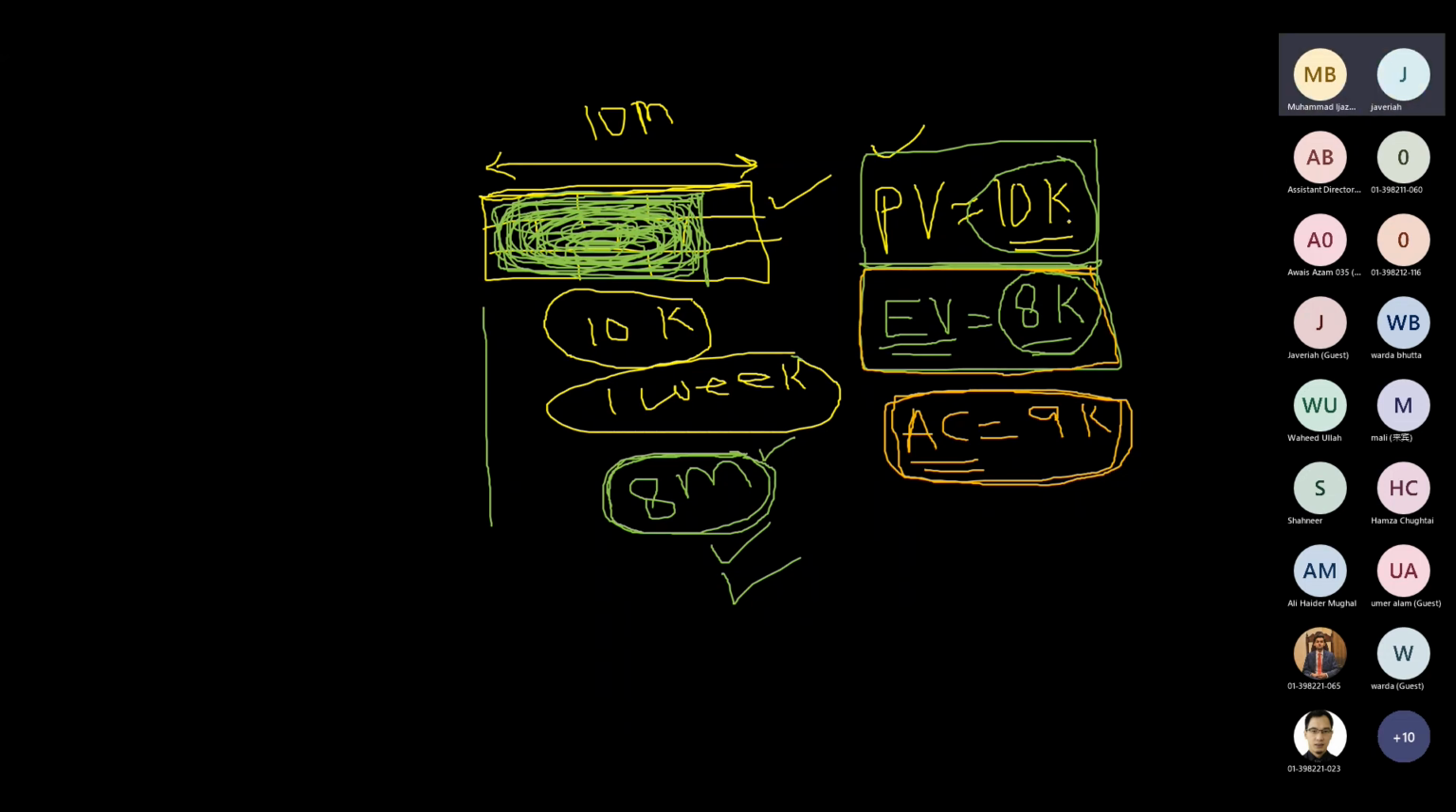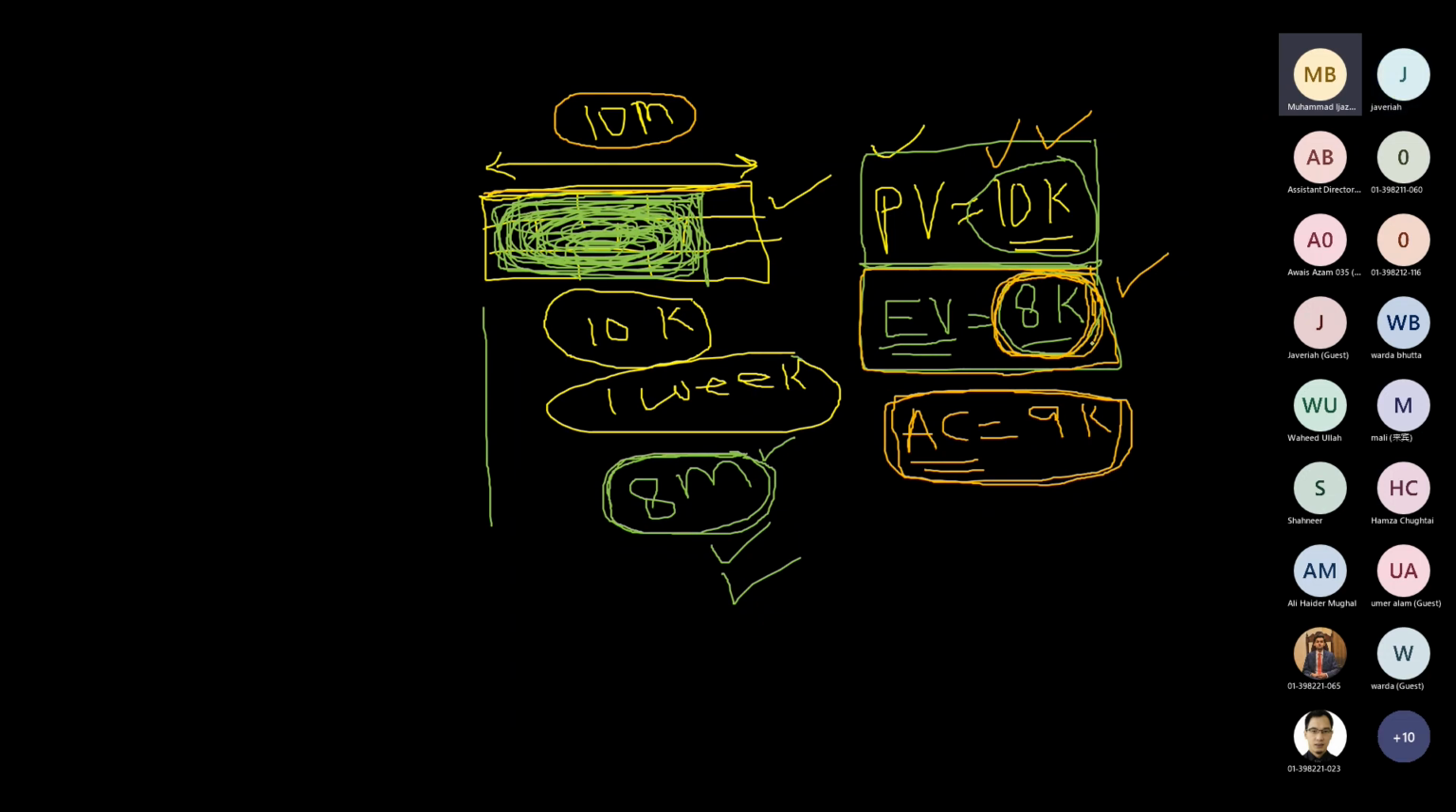Now let me put it in another way. What was the approved budget for the 10-meter wall that I had to complete in 1 week? 10,000. And what was the approved budget for the completed work? 8,000. So that means I could not build this whole wall. I could not complete all of the planned work, but I could complete 80% of it, right?